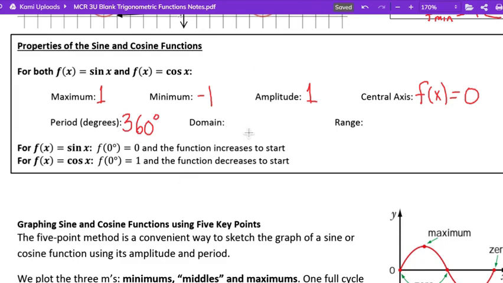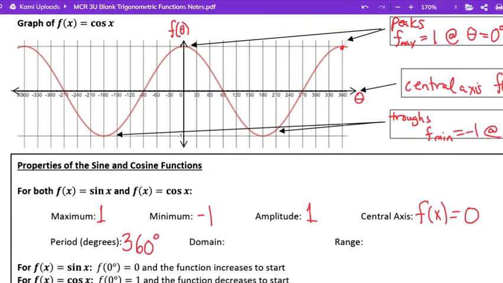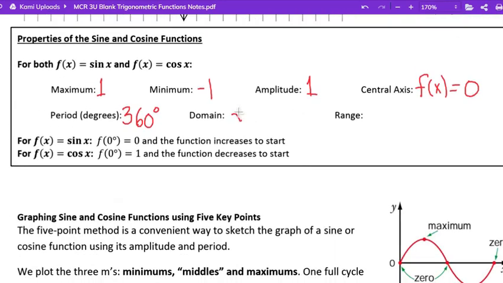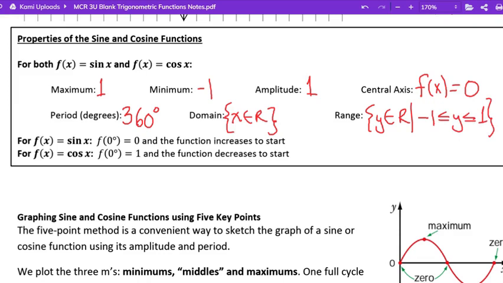Okay, domain. Now, these functions are not restricted. Unless we give them a restriction, they keep going forever and ever. So the domain, we get x belongs to all real numbers. Is it a continuous function? Yeah, it's got a smooth curve. Whereas the range, again, it belongs to all real numbers, but there is a restriction. And we get -1 to +1. That's where the function exists.